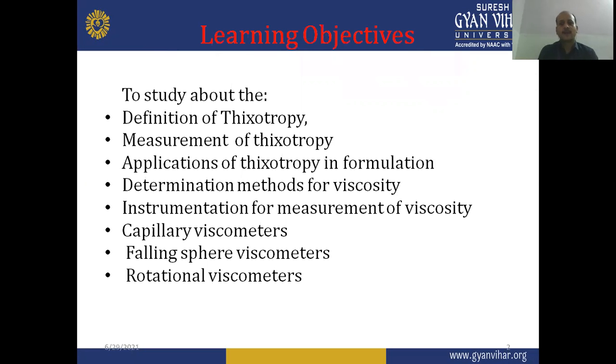The learning objectives of today's lecture are: first, we have to study the definition of thixotropy, then measurement of thixotropy, applications of thixotropy in different formulations. Then we have to discuss the determination methods or measurement of viscosity, then instrumentation for measurement of viscosity, then different types of viscometers. These are the capillary viscometers, falling sphere viscometers, and rotational type of viscometers.